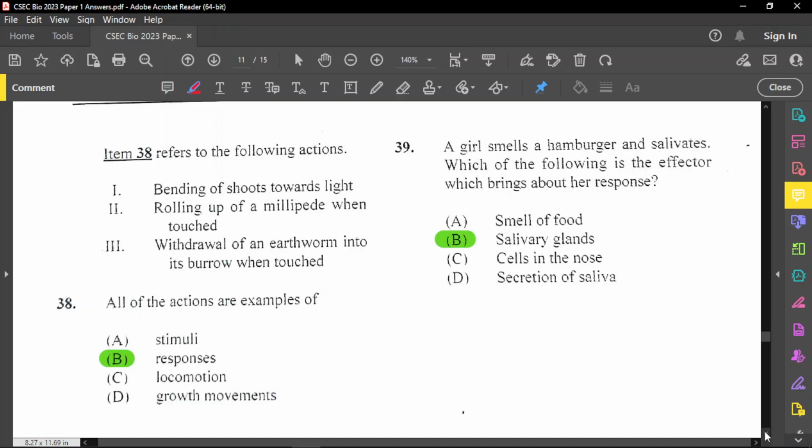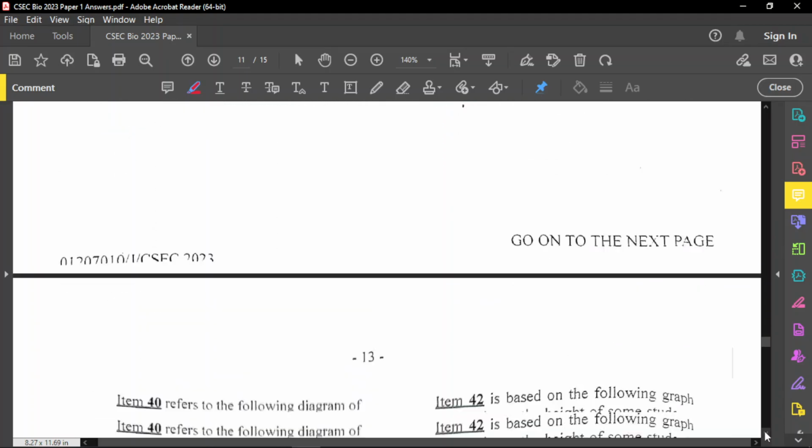All right, for 39, a girl smells a hamburger and salivates. Which of the following is the effector which brings about a response? The effector will be in the muscles or in glands. And so the secretion of saliva is a response, not the effector. The effector will be the salivary glands, and when they are stimulated, they secrete the saliva. So the saliva is a response. The effector is the salivary glands. All right, so B is the option for that question.